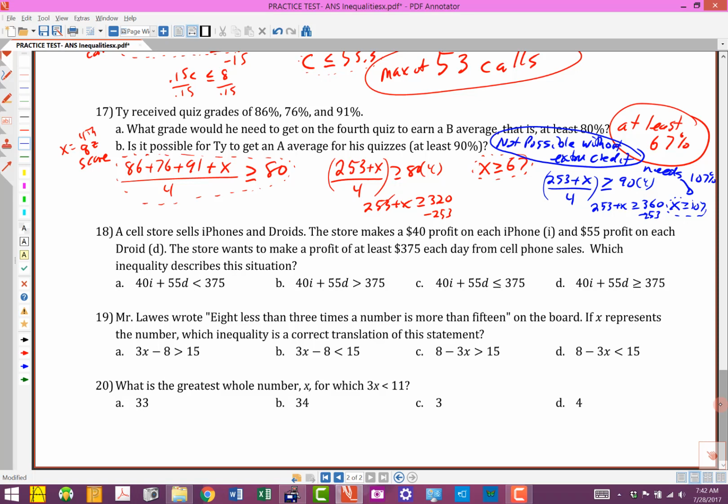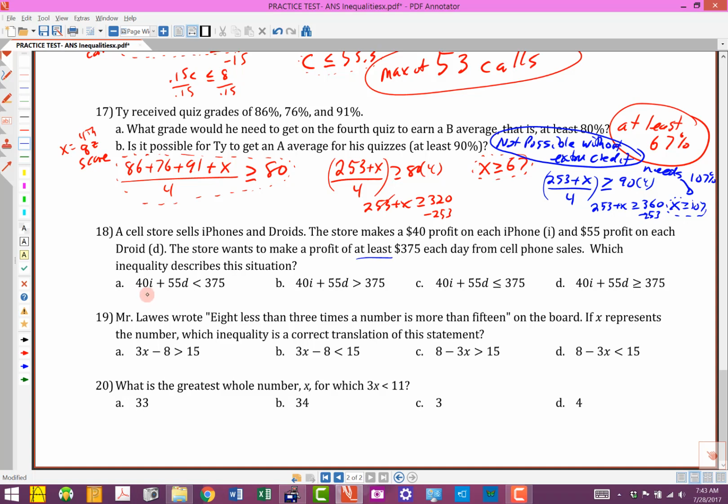These are multiple choice questions, so we want to make sure that we interpret these correctly, because all we've got to do is just pick the right one and we're all set to go. So on number 18 it says a store sells iPhones and Droids. The store makes $40 profit on each iPhone and $55 profit on each Droid. The store wants to make a profit of at least $375 each day from cell phone sales. Which inequality describes this situation? So they want to make at least $375. So they're okay with $375. They'd be okay with more. They're not okay with less than $375.